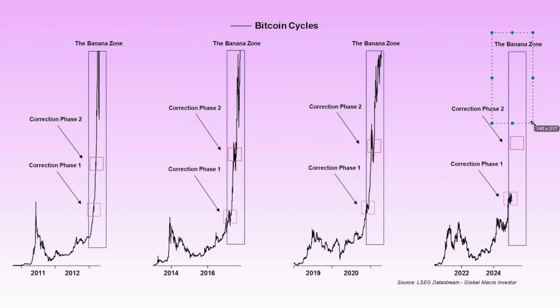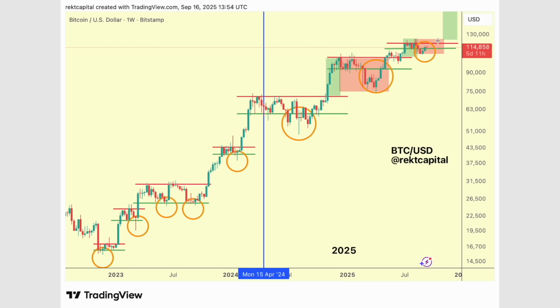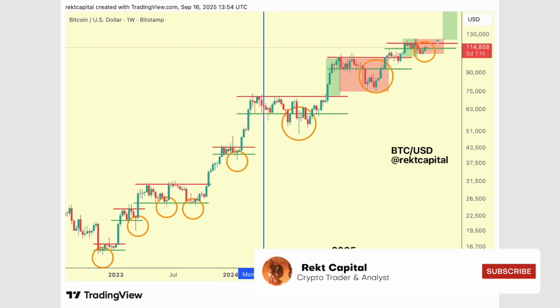In today's video, we're going to be focusing on the banana zone, which is the parabolic phase in the cycle for Bitcoin's market cycle. We'll be talking about the different phases that we have in this current cycle, comparing it to historical banana zones and understanding what's going on at the moment, what happened to the banana zone in the first place, and what's potentially lying ahead in the remainder of this cycle.